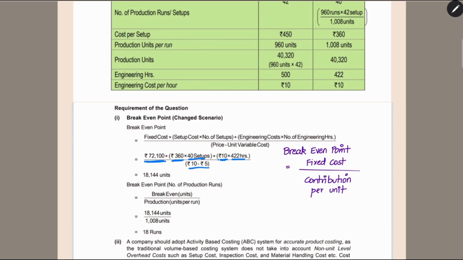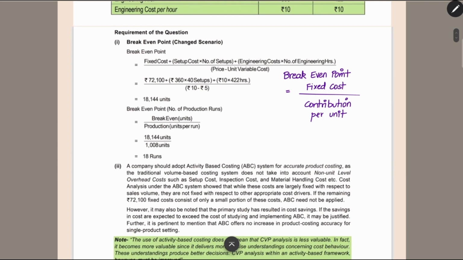And here is the price minus variable cost. For contribution, the formula is selling price minus variable cost. This results in the contribution, which is the denominator. By dividing and computing this, you will get 18,144 units. And 18,144 units is the break-even point in terms of units.